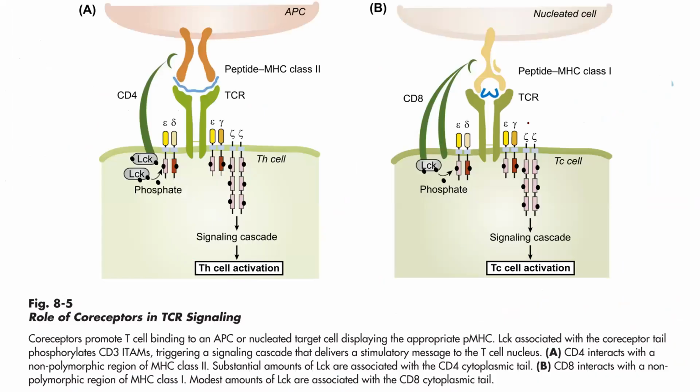See, so whenever there is an antigen presenting cell, the antigen presenting cell may present the peptide complexed with MHC class 2 or may present the peptide complexed with MHC class 1. And in this structure, you can see the TCR is recognizing the antigen. So the TCR is activated.